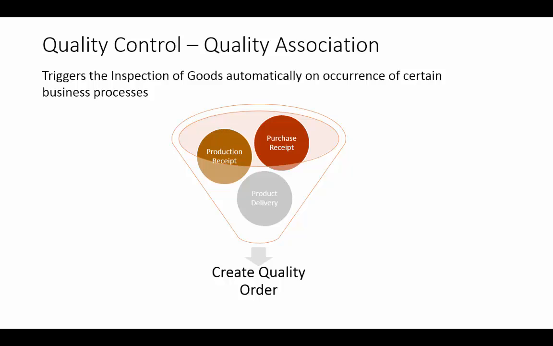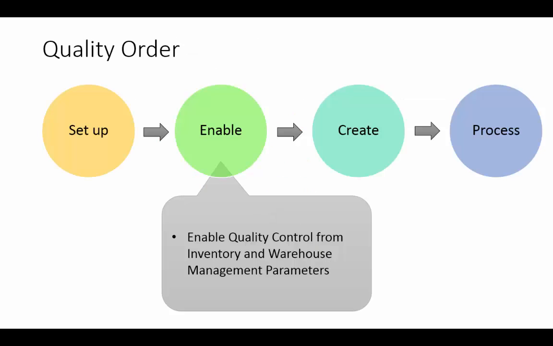Product receipt can be from multiple sources. For example, it can be because goods are being returned from a customer, or a vendor is delivering the goods for a purchase order, or it can be from a production order in the case of a manufacturing company. And quality association can be set up for a particular business event. After setting up the required things, we need to enable the quality control functionality from inventory and warehouse management parameters.